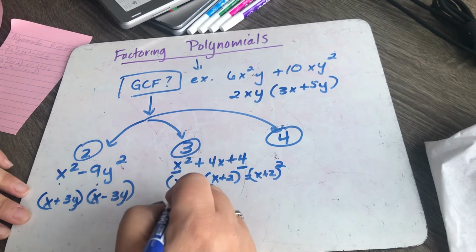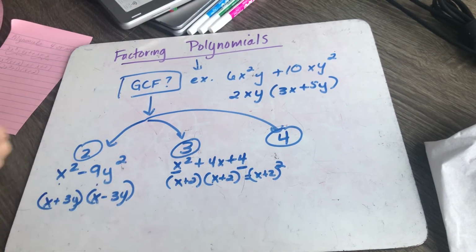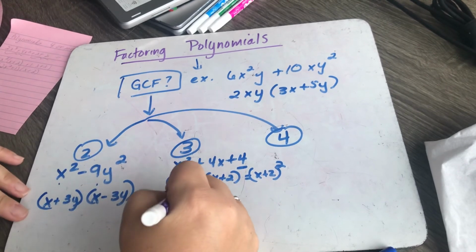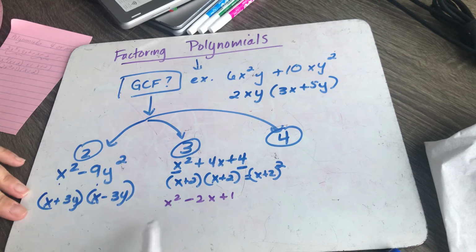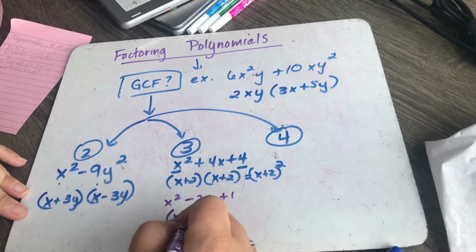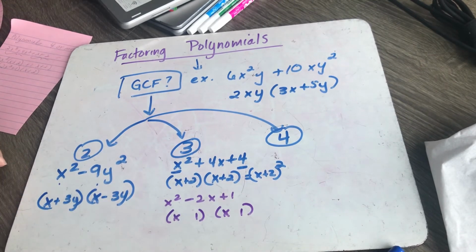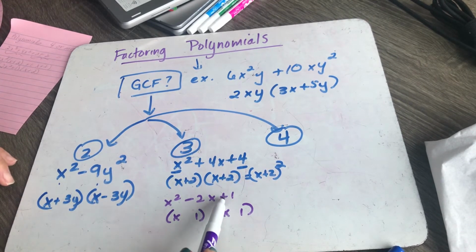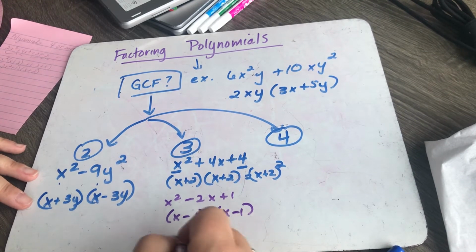I could have had a different one. I'll use a different color marker so you can see it, which is x squared minus 2x plus 1. X squared is a perfect square, and 1 is a perfect square. So x and a 1, x and a 1. They're both the same, and they're both negative. So x minus 1 squared.